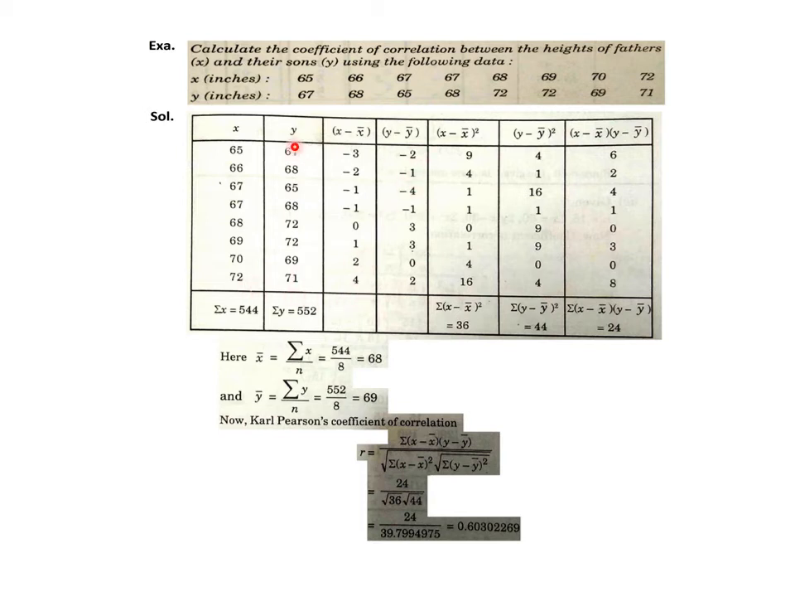Then y minus y bar, with particular values of y and the fixed value of y bar being 69. So 67 minus 69 is minus 2, 68 minus 69 is minus 1, 65 minus 69 is minus 4, 68 minus 69 is minus 1, 72 minus 69 is 3, 72 minus 69 is 3, 69 minus 69 is 0, 71 minus 69 is 2. So that is how we calculated x minus x bar and y minus y bar.